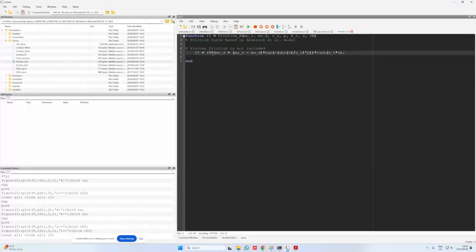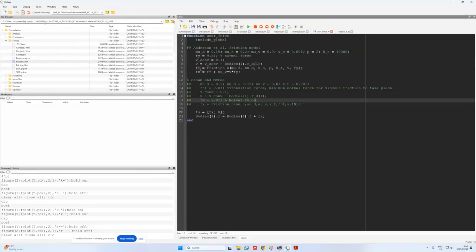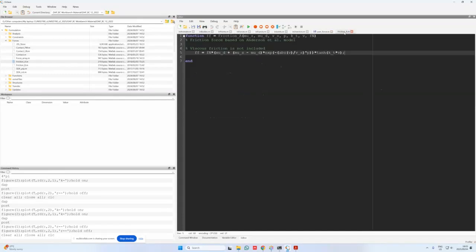But at least Anderson gives me a good model to calculate the Coulomb friction in the system. So I can go ahead and calculate that accordingly, and that's what I do over here. So F is simply the friction force without the viscous friction that I'm calculating. So friction underscore A. And now I just need to take note of the order in which I need to give all of the inputs to this function.